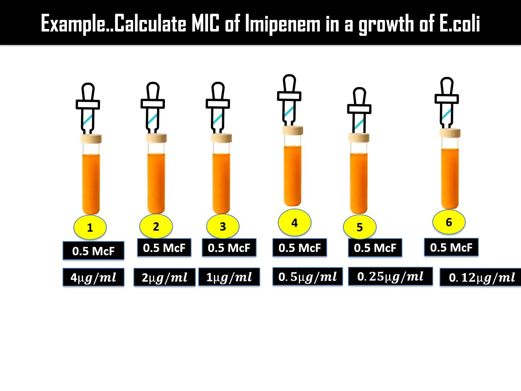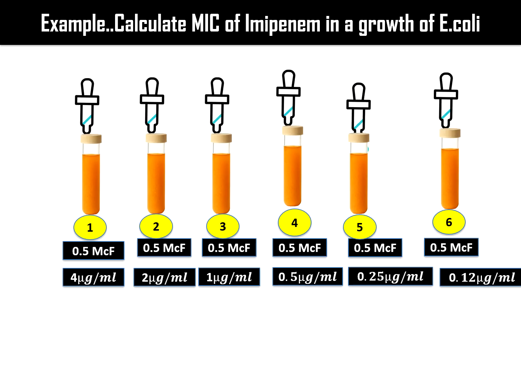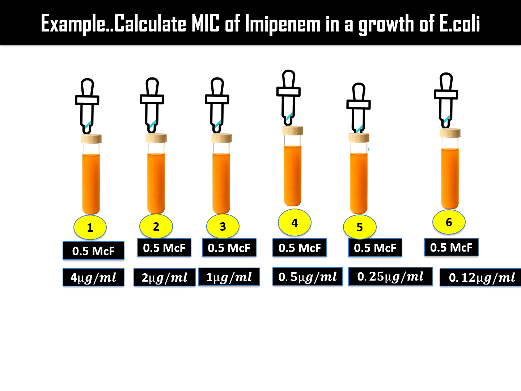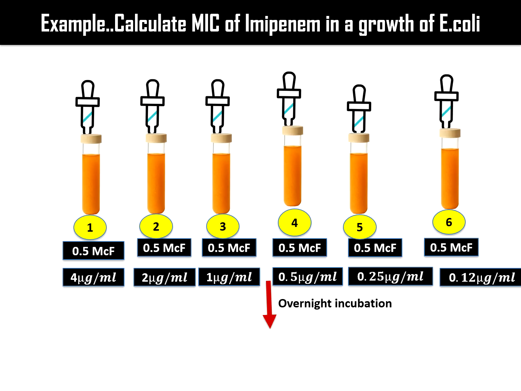So in the first tube the concentration of imipenem added is 4 microgram per ml, in the second tube 2 microgram, in the third tube 1 microgram, and so on. What we do next is we incubate this antibiotic treated bacterial suspension overnight. Now what can we expect on the next day reading?